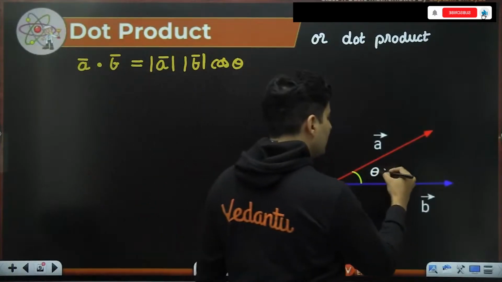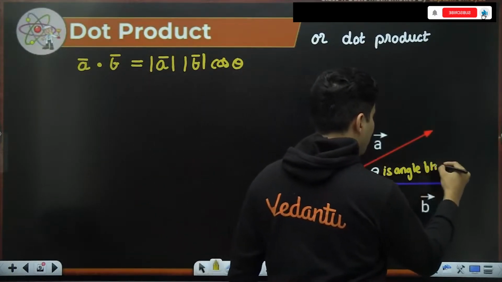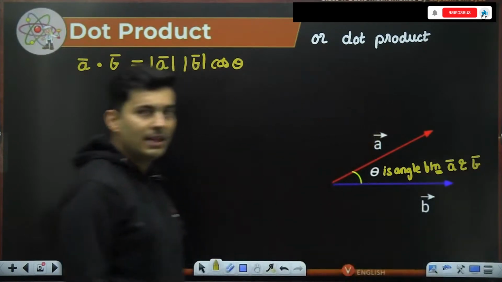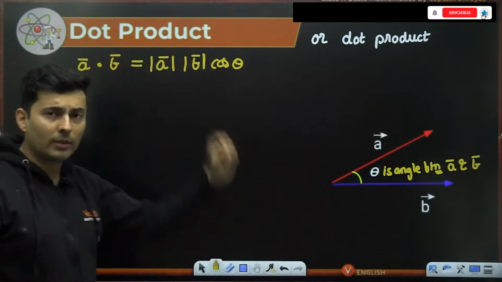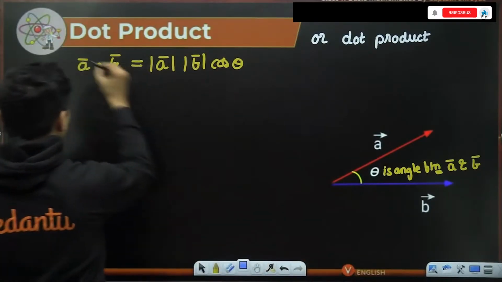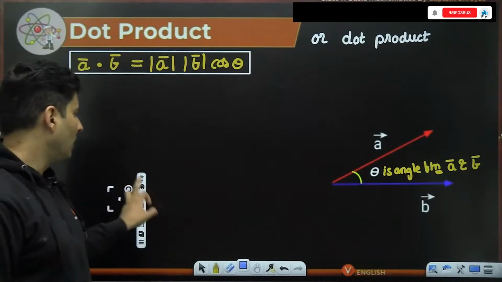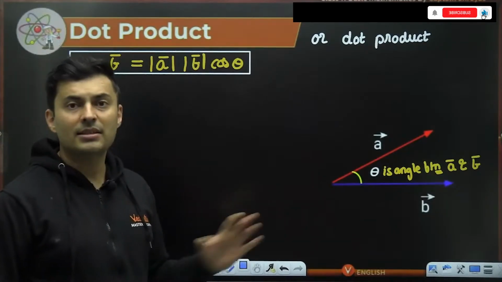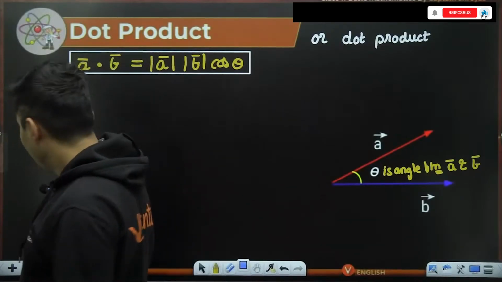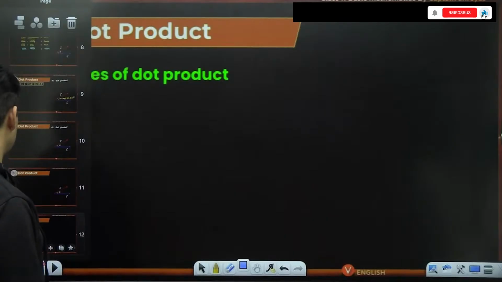So theta is the angle between A vector and B vector. Then you will get the dot product of those two vectors. That's how simply it has been defined. A dot B is nothing but AB cos theta. Let's have a look at some examples to understand it, and the properties, of course.